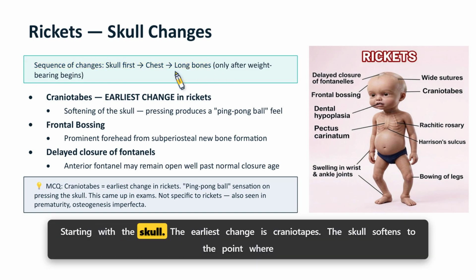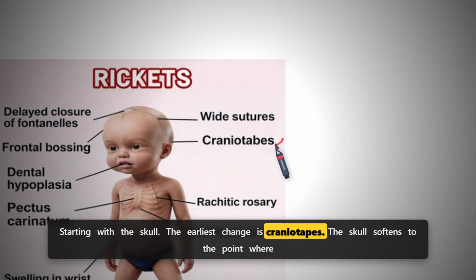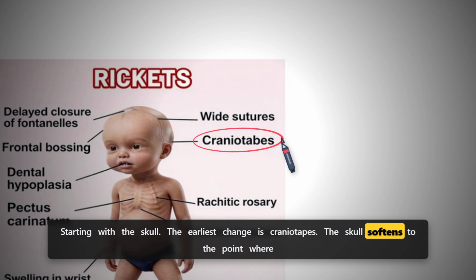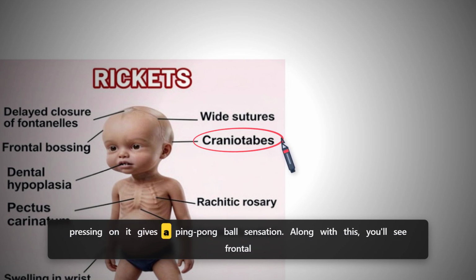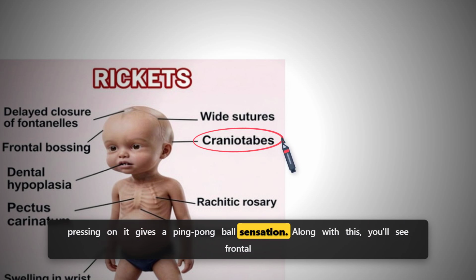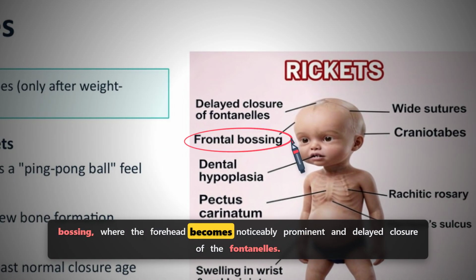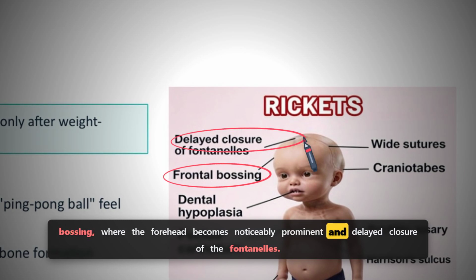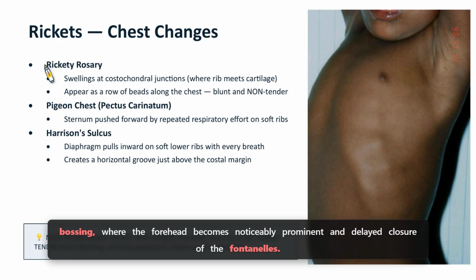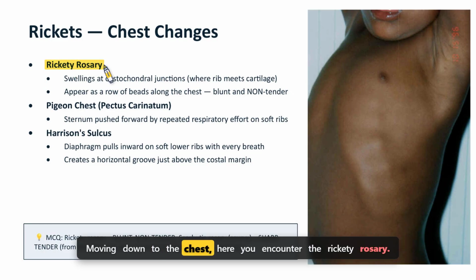Starting with the skull. The earliest change is craniotabes. The skull softens to the point where pressing on it gives a ping-pong ball sensation. Along with this, you'll see frontal bossing, where the forehead becomes noticeably prominent, and delayed closure of the fontanelles. Moving down to the chest. Here you encounter the rickety rosary.